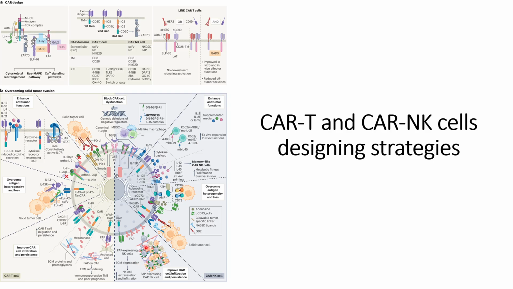And one can improve CAR cell infiltration and persistence by expressing this FAP on the cell surface. By expressing FAP on the cell surface of the NK cells, it can help in ECM degradation and thereby help in NK cell extravasation and infiltration.